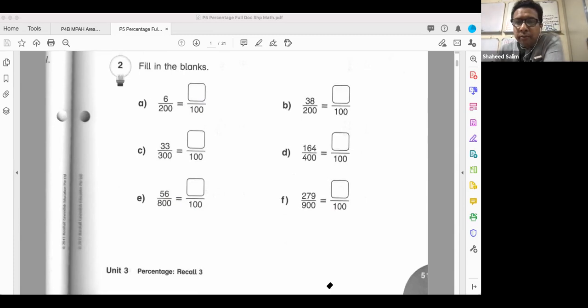Well done, Shalina, for E. Naomi, how can you get 18 now? Which one are you doing, Naomi? Are you doing D? This one now you divide by 4. So you divide this by 4, you get 41. What about this one now? Divide by what? Get 100.